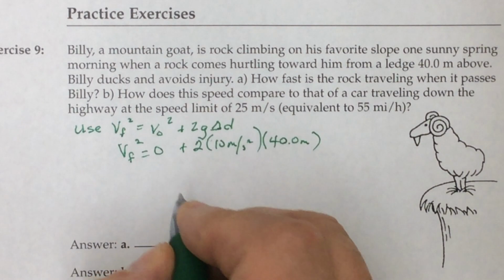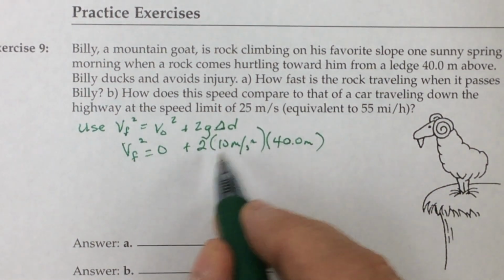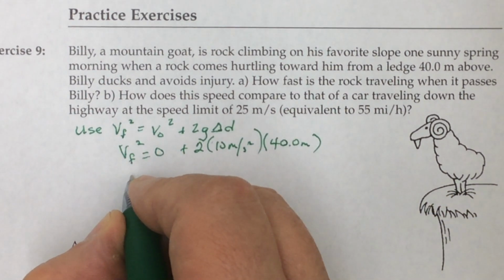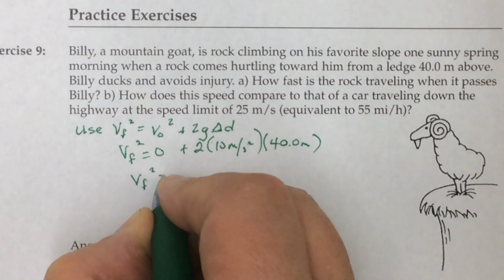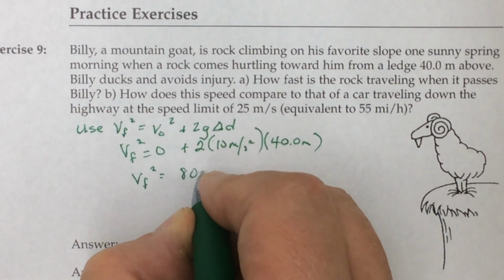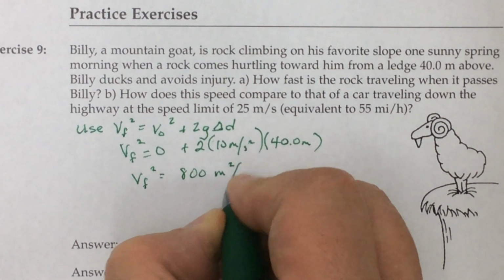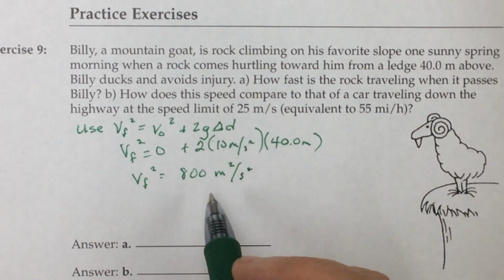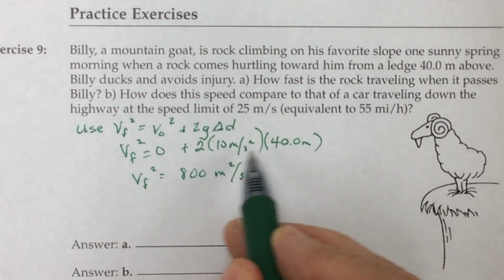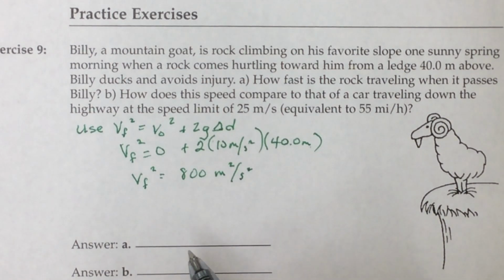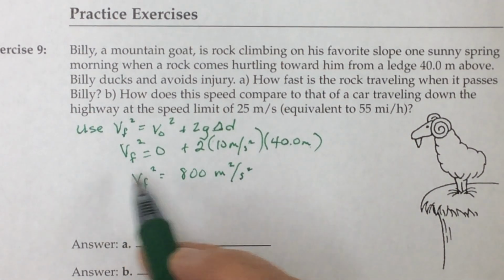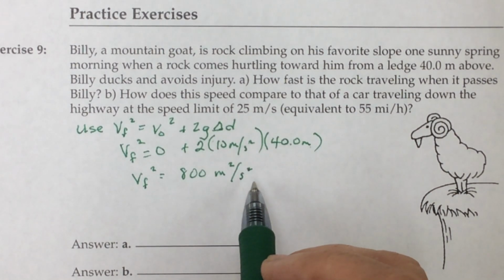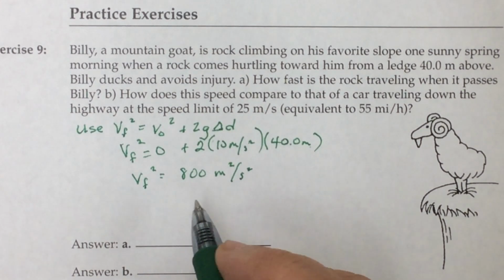So when you take 2 times 10, it's 20 times 40. So far, v sub f squared, the final velocity squared, equals 800 meters squared over seconds squared, because it is also squared. This is meters times meters, so it's going to be meters squared over seconds squared. So when we take the square root of this, then the meter squared will go back to meters, and the second squared will go to seconds, and your velocity will be in meters per second.